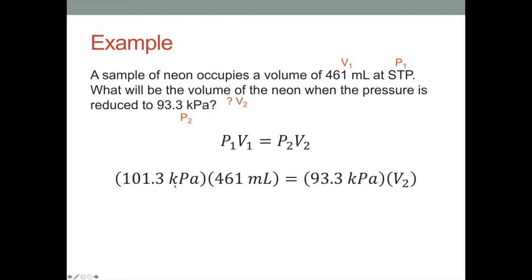So 101.3 kilopascals is standard pressure. The volume is 461 milliliters, which equals the other side, 93.3 kilopascals times V2. This is my X, my variable. So when I multiply the left side and solve for that volume, I get 501 milliliters. That is greater than 461, so this makes logical sense, and that's my answer.